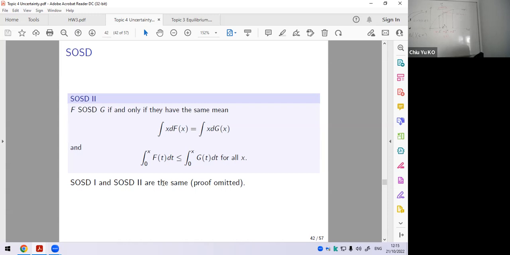You will see it in the textbook. They have the same mean, but the variance is higher. Of course, you would prefer the one with less variance. This implies this one. Actually, you can prove it.